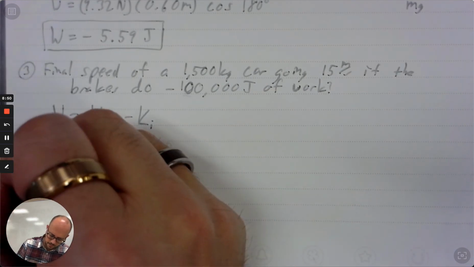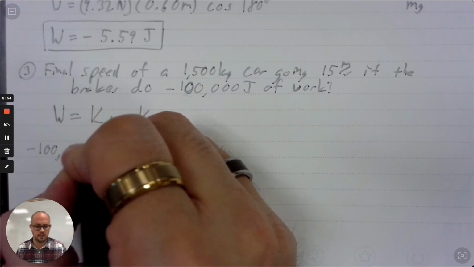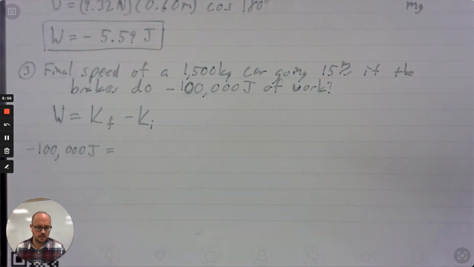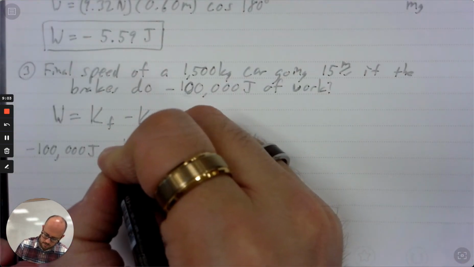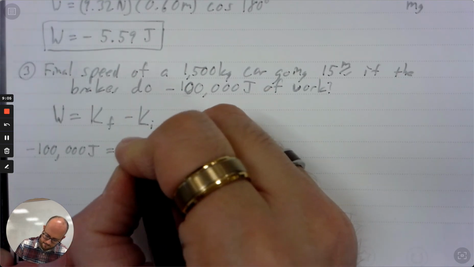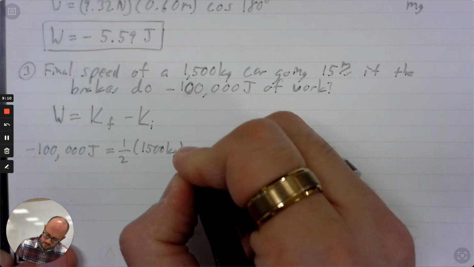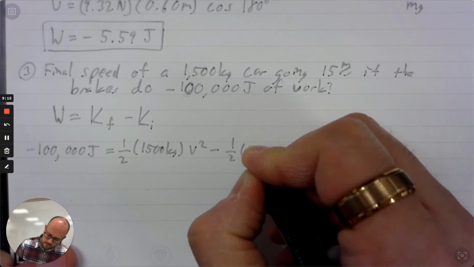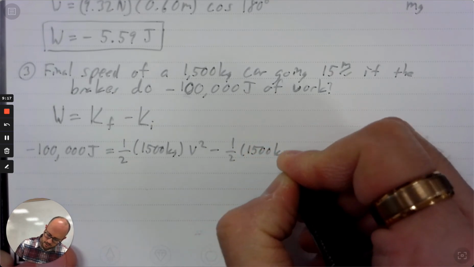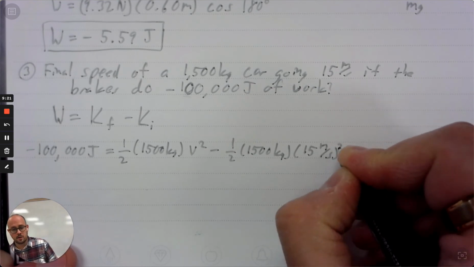That is equal to the work done. You don't need to worry about Fd cosine theta. That's just the work, negative 100,000 joules. On the other hand, you have mass and speed, and so you want to substitute in the 1/2 mv squared into this equation. So 1,500 and then 15 meters per second, and that's squared.